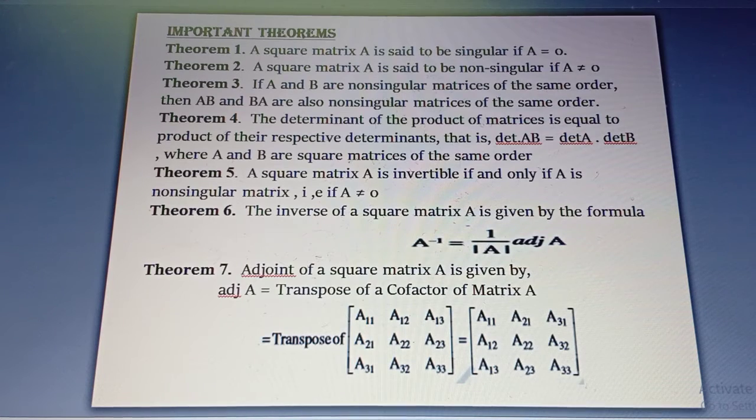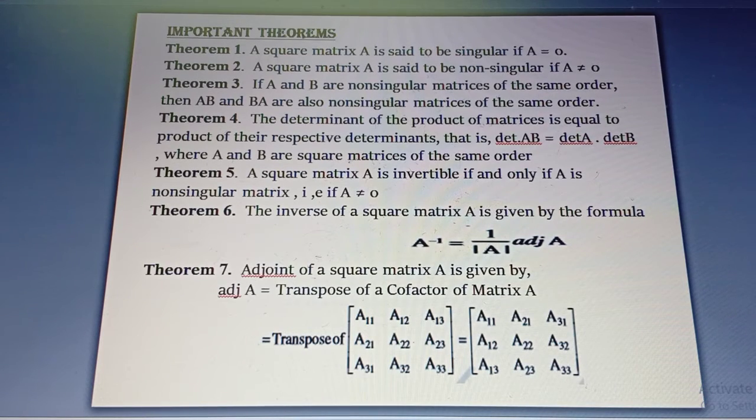There are some important theorems. The first theorem: a square matrix A is singular if the determinant of A equals 0, right? And a square matrix A is said to be non-singular if the determinant of A is not equal to 0. If A and B are non-singular matrices of the same order, then AB and BA are also non-singular matrices of the same order.